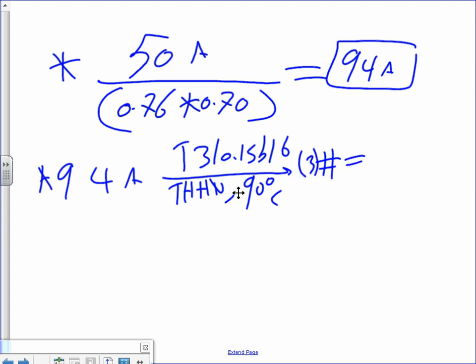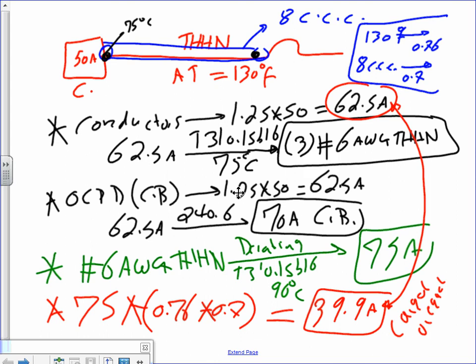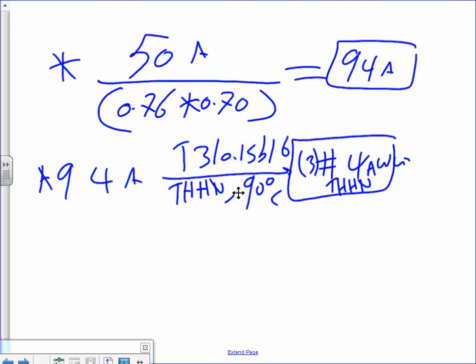number 4 AWG, thank you. AWG, THHN. Now do me a favor, go back one step and compare it with the number 6 and choose the largest. One more time. Remember we start with number 6, right? Absolutely. See how easier that is?